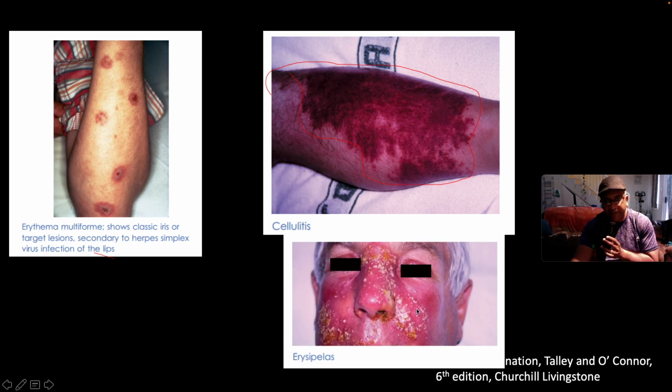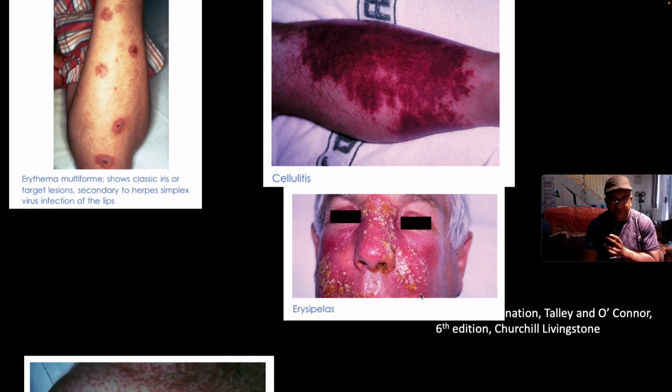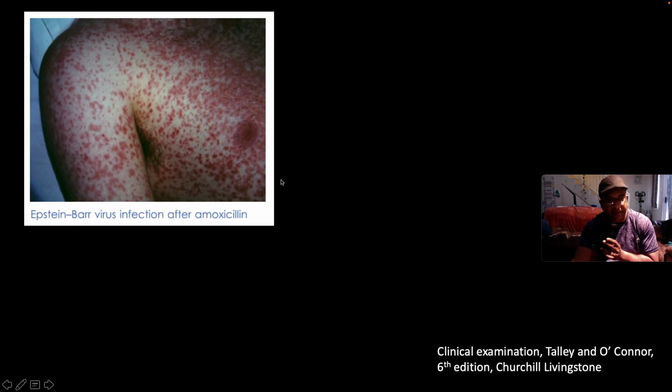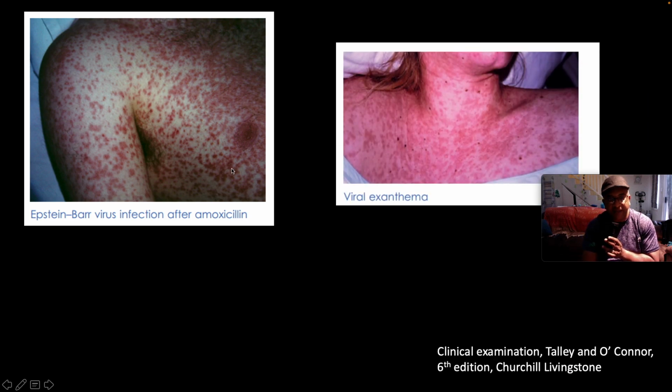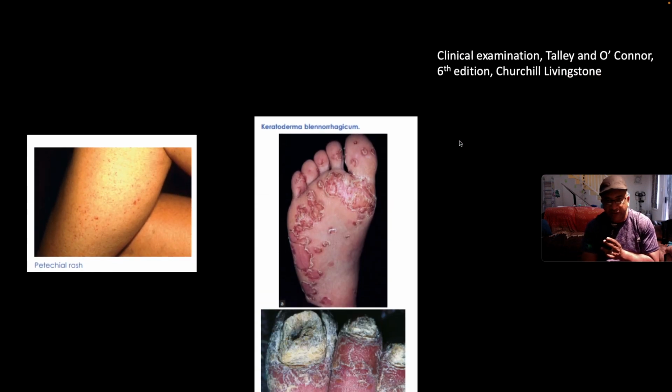This is erysipelas on the back of a staph infection affecting the face. This is Epstein-Barr virus infection, right? It's causing a morbilliform rash. This is after taking amoxicillin. This is a viral exanthem, a maculopapular rash that we can appreciate there.